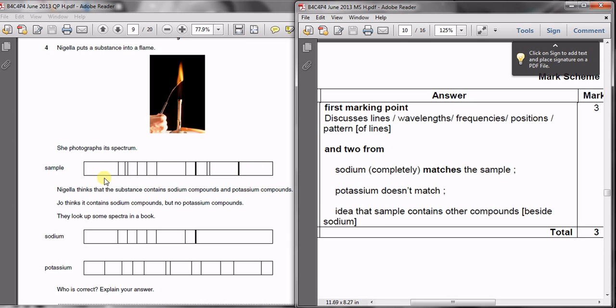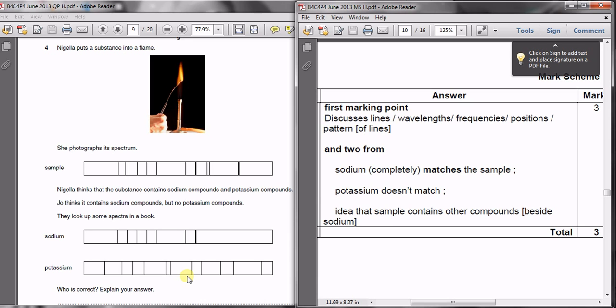Okay, Nigella thinks that the substance contains sodium compounds and potassium compounds. Joe thinks it contains sodium compounds but no potassium compounds. They look up some spectra in a book. So this is the sodium spectrum and this is the spectrum for potassium. The question asks you who is correct and to explain your answer.